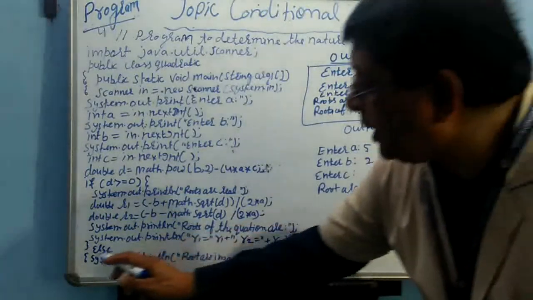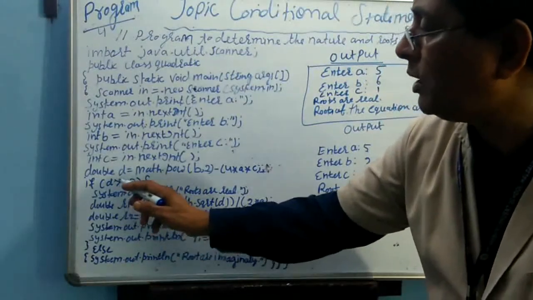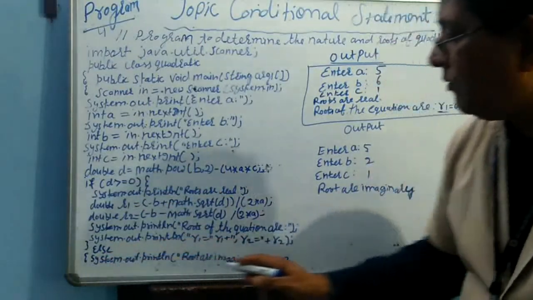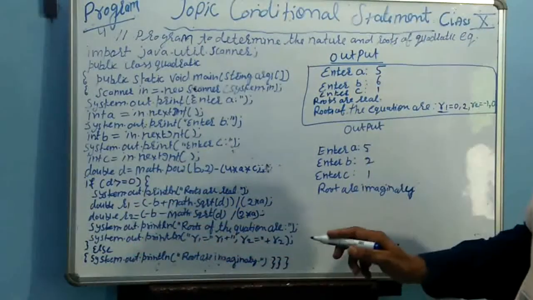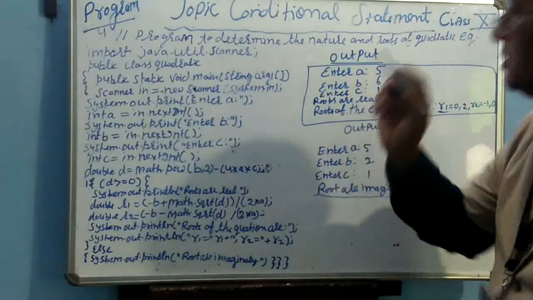And suppose this part is not executed, suppose the value of d is less than 0, so then the else part will work. So then it will display the message roots are imaginary.